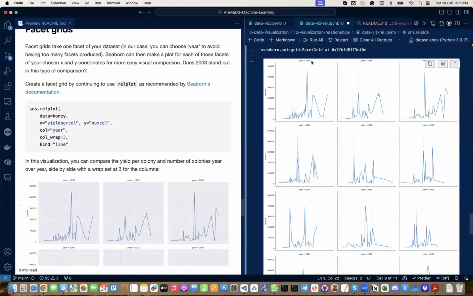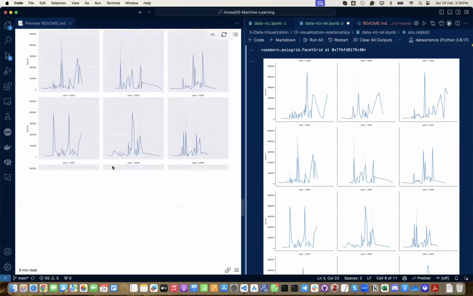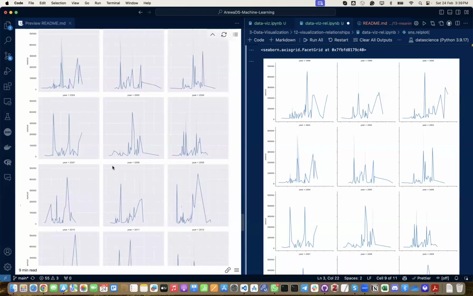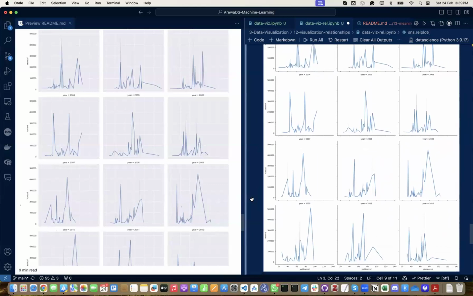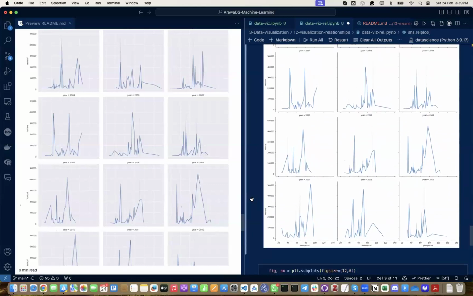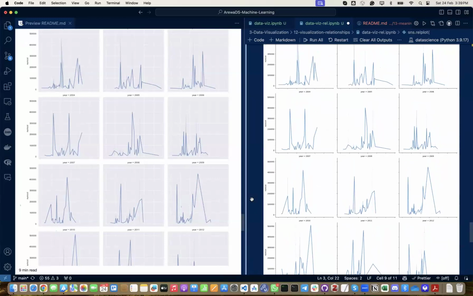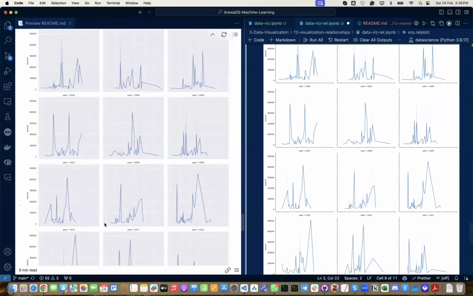So the year here is 1998, and you see how the colonies were fluctuating. The number of colonies increase, then they decrease, they increase, then they decrease. So for each year, you can see how the number of colonies changes. So this is facet. If we look at here, we can say which year. Yeah, so for all of the years, it fluctuated a lot. The number of colonies fluctuated a lot for all of the years.